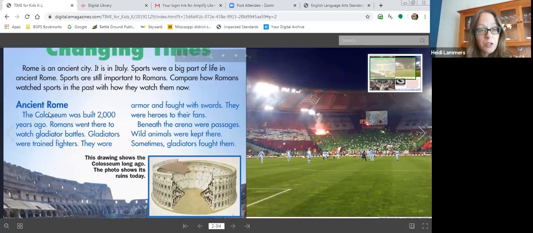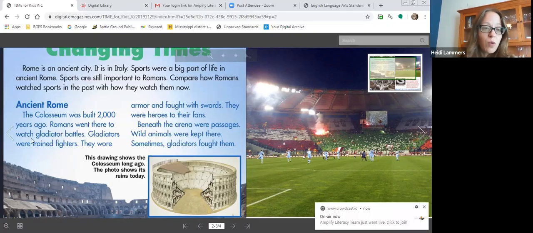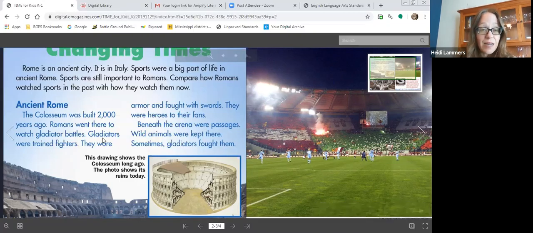Ready? Read with me. Ancient Rome. The Colosseum was built 2,000 years ago. 2,000 years ago. That's such a long time ago. Notice that this word Colosseum has a capital C at the beginning of it. That is the name of this stadium. Okay, read with me. Romans went there to watch gladiator battles. Gladiators were trained fighters.